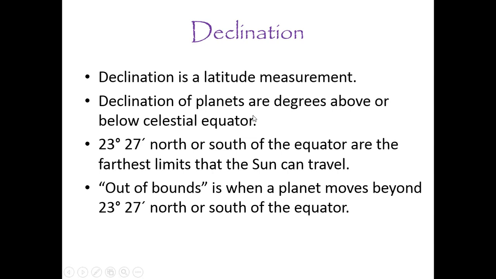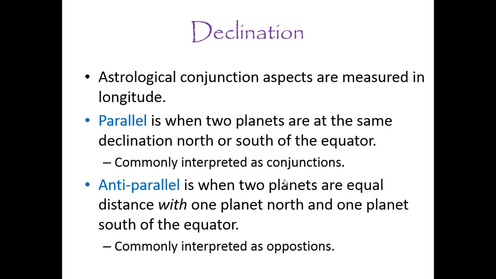And you hear a lot about declination of planets. Well, the sun can only travel 23.5 degrees north or south. By the way, this 23.44 is not correct; this is correct, 23.27. The sun can only travel 23.5 degrees north or south of the equator. So when a planet is out of bounds, that means that planet has moved beyond 23.5 degrees north or south of the equator. You'll hear about Mercury or Mars, for instance, being out of bounds.